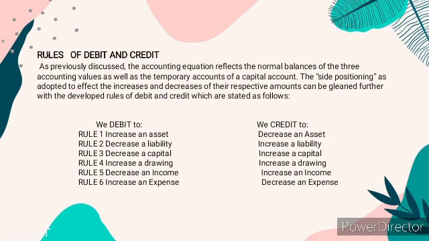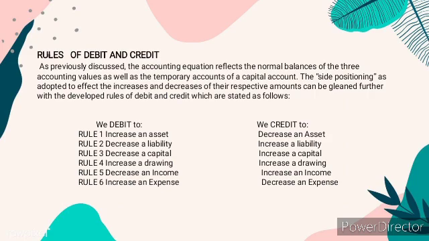So, rule number 1, debit is increase an asset. Credit is decrease an asset. Rule number 2, the debit part is decrease a liability. Credit is increase a liability. Rule number 3, debit is decrease a capital. On the other hand, credit is increase a capital. Rule number 4, debit is increase a drawing, and credit is decrease a drawing.